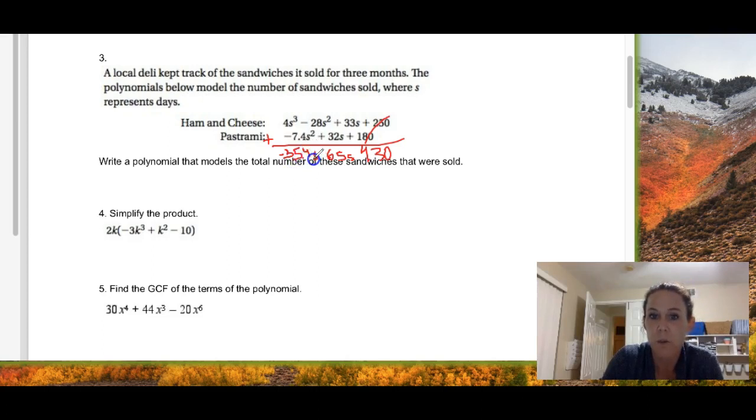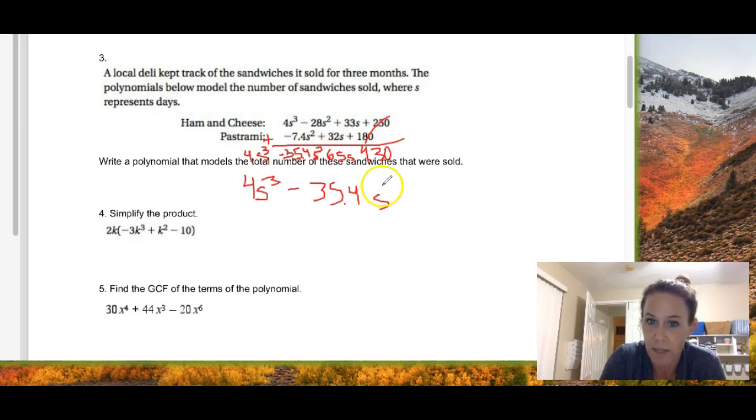35.4 s squared. And then if I add this down, there's nothing to add to it. It's just 4s cubed. All right, and that will be your answer, and that is really hard to read, so I'm going to write it down here. So 4s cubed minus 35.4, and this is supposed to be an s squared, plus 65s plus 430.